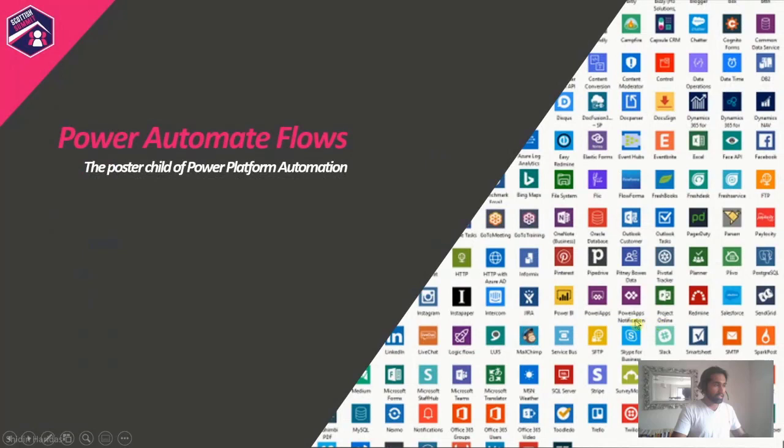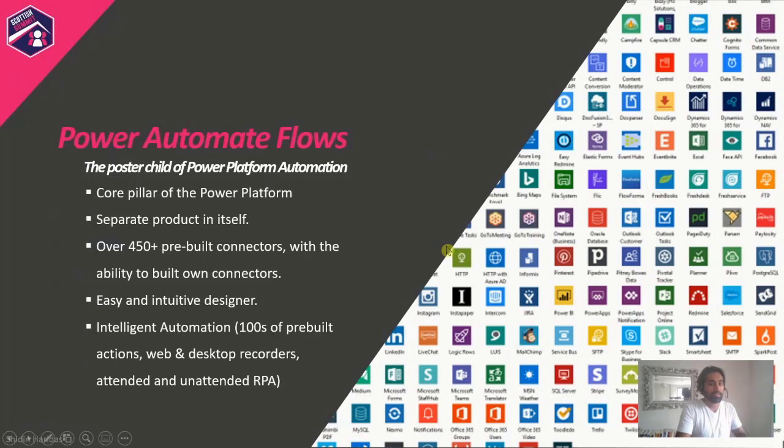So Power Automate flows are aptly the poster child of Power Platform automation, and a lot of people are familiar with Power Platform just because of flows. As you know, this is a core pillar of the Power Platform, and I would call it a separate product in itself. The last time I checked, there were over 470 plus connectors, which means you're pretty much covered for every major cloud provider and service you can connect to. The designer is easy and friendly to use. And nowadays, Microsoft is heavily focusing on intelligent automation, which is why we have all these RPA capabilities coming in.